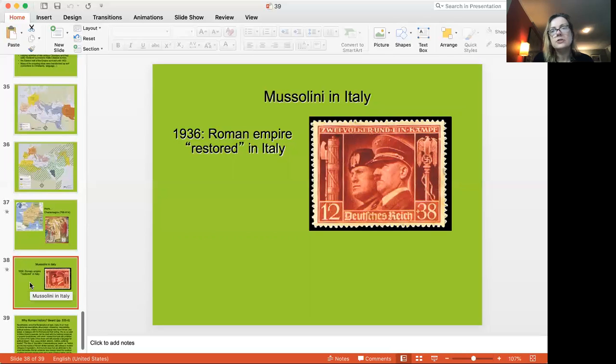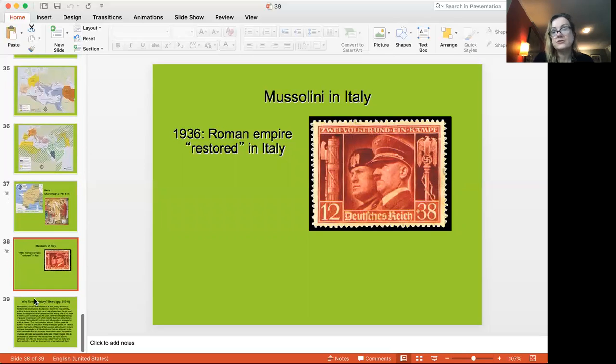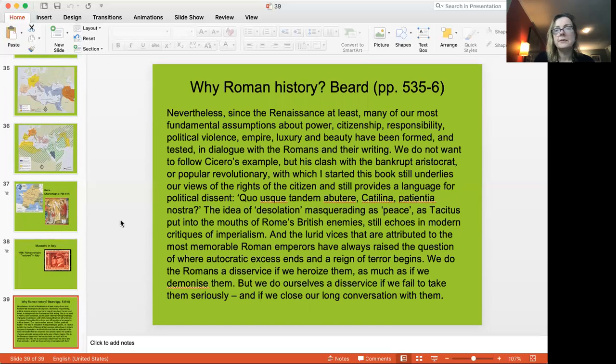And so the ultimate answer to the question of why we should study this at all comes from Mary Beard at the end of her book. This is what she has to say. Nevertheless, since the Renaissance at least, many of our most fundamental assumptions about power, citizenship, responsibility, political violence, empire, luxury, and beauty have been formed and tested in dialogue with the Romans and their writing.